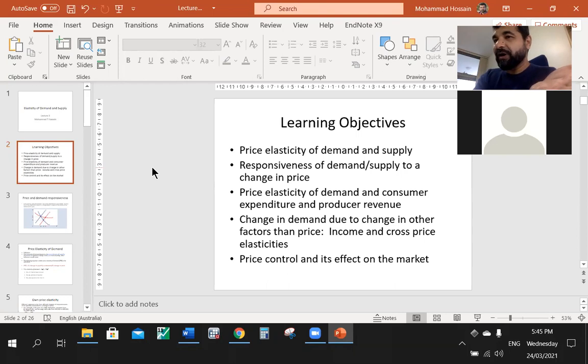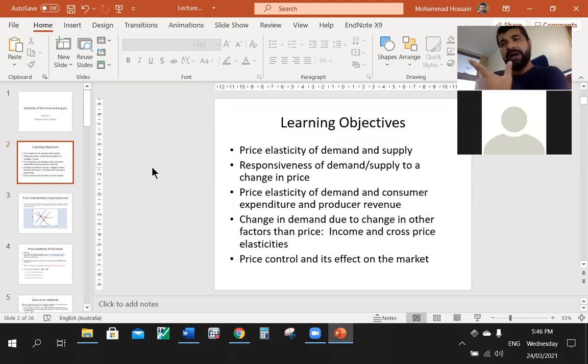In our case, when you talk about elasticity of demand, it is how elastic or how responsive the quantity demanded will be in response to the price change. Does it make sense? How responsive the quantity demanded will be in response to the change in prices. What is the law of demand? When the price increases, quantity demanded decreases. We know this one.